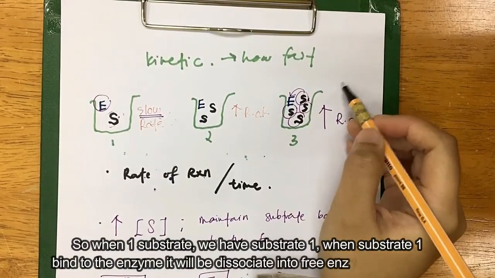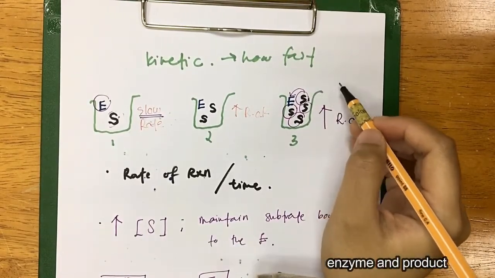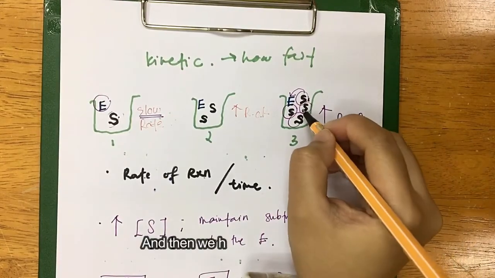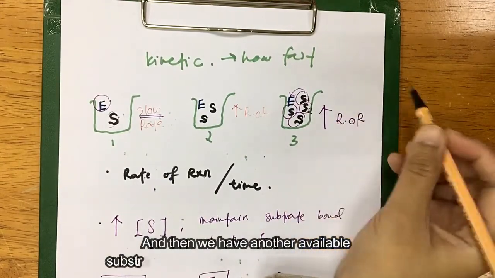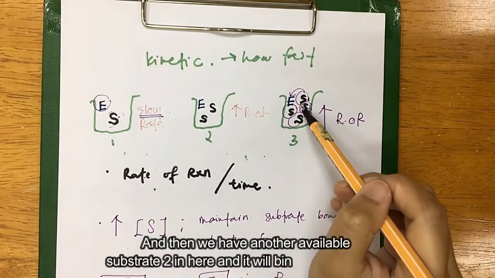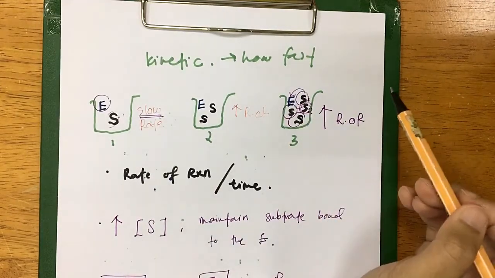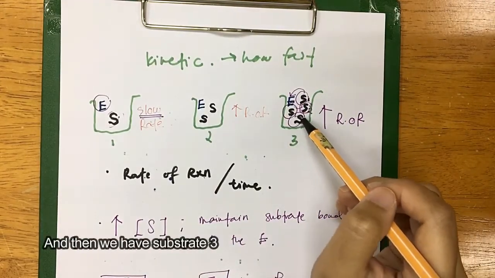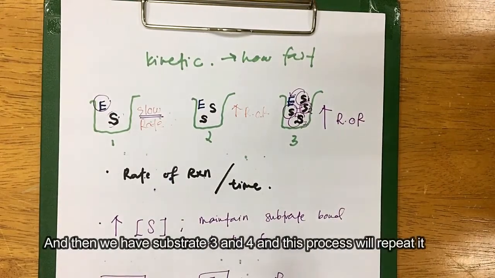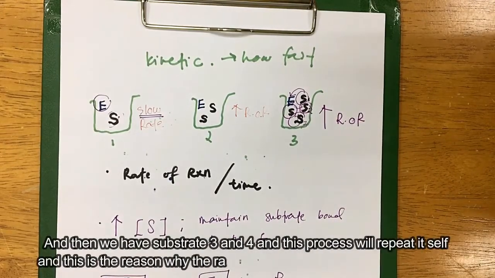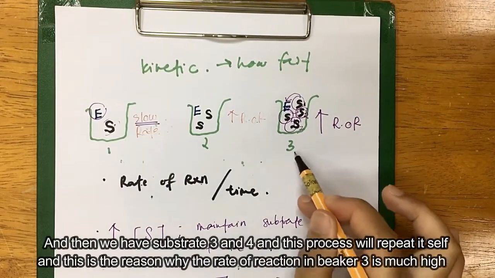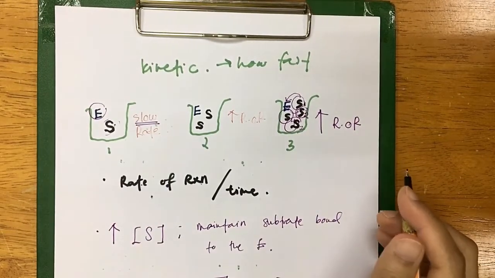will dissociate into free enzyme and products. And then we have another available substrate 2 in here, and it will bind to the free enzyme. And then we have substrate 3 and 4, and this process will repeat itself, and this is the reason why the rate of reaction of beaker 3 is much higher.